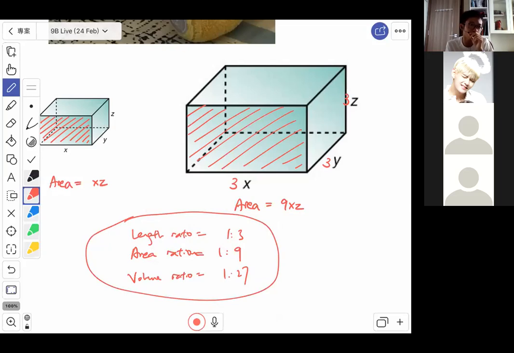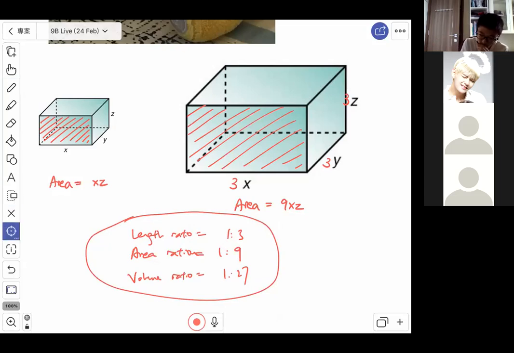Although you may wonder, is it always true no matter what shape you have, no matter what solid you have? Yes, I can say that. In this context, I cannot prove to you why, but I hope you can try to picture that the ratio should always be the same for all similar solids. 1 to 3 is the length ratio, squared for area and cubed for volume.